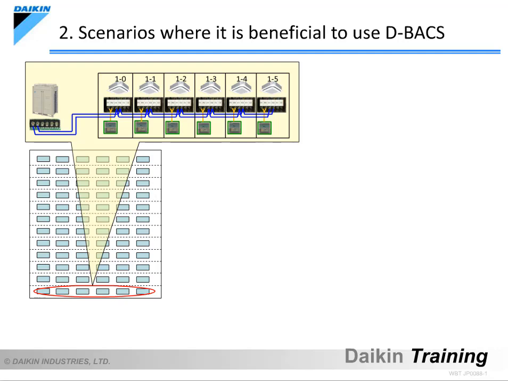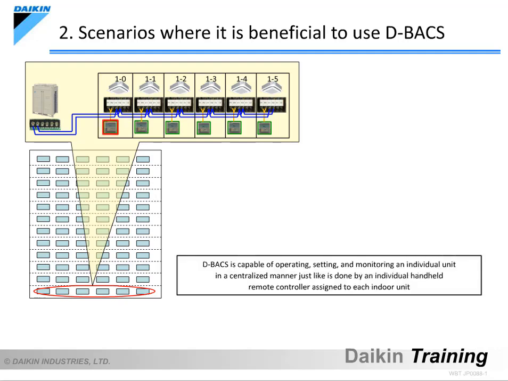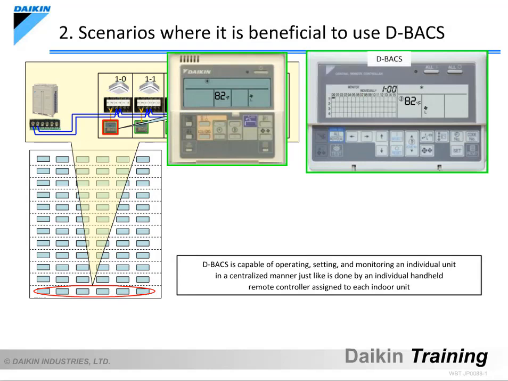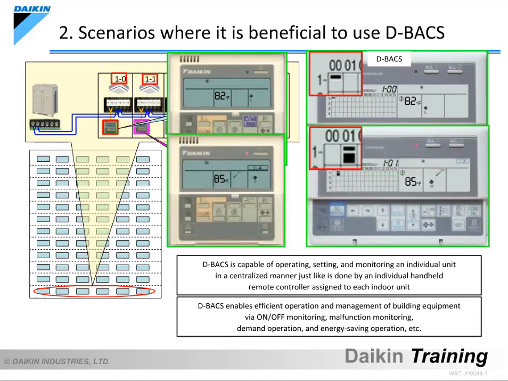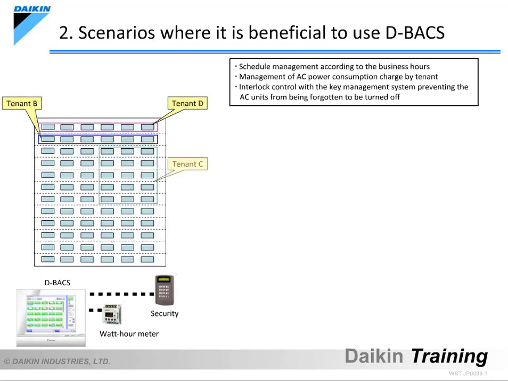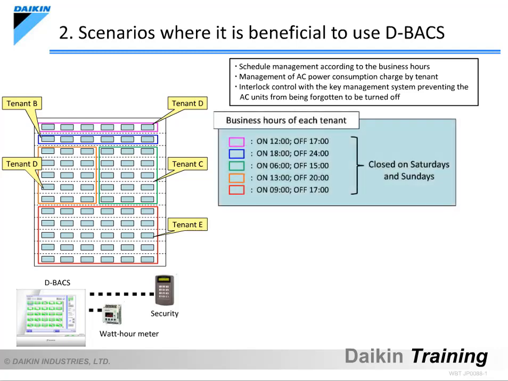Various types of building equipment need to be managed in a large-sized building. Particularly with regard to the air conditioning system, it is important to be able to set and operate an individual air conditioning unit just like is done using a handheld remote controller, as well as centrally monitor its settings and operation status. Moreover, it is necessary to pursue more energy, cost and labor-saving operation and management of the air conditioning system by monitoring the on, off and malfunction statuses of each air conditioning unit and conducting demand operation and energy-saving operation.